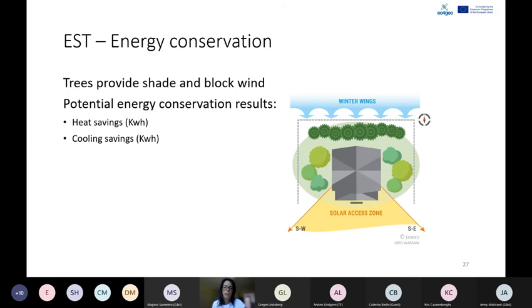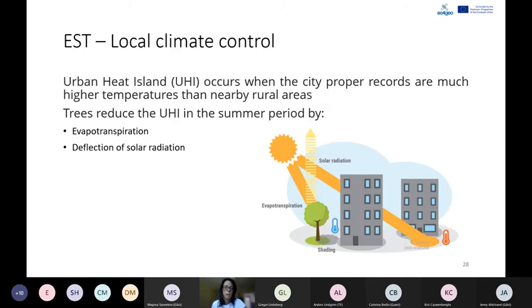Energy conservation. You can save money on the shade that the trees provide in the summertime for cooling savings, or heat savings for being a protection against wind. Local climate control. This is one of our favorite areas. Actually, we have a whole webinar about heat and temperature that you can listen to if you like. It was given in February, and it's on the EO4GEO webpage. The trees can reduce the temperature by evapotranspiration and deflection of solar radiation, etc. And then they provide shade as well to the local area.